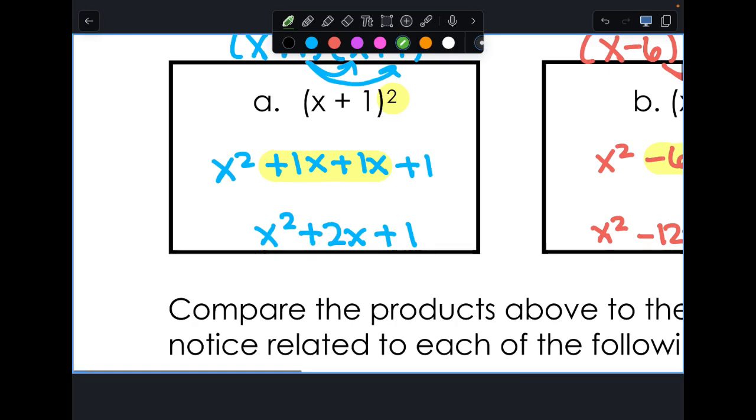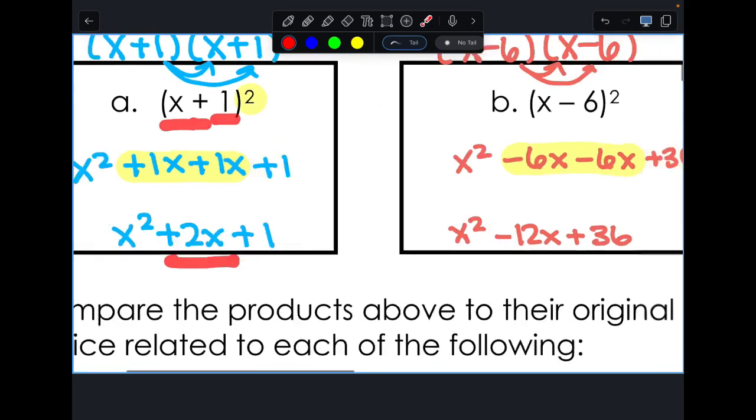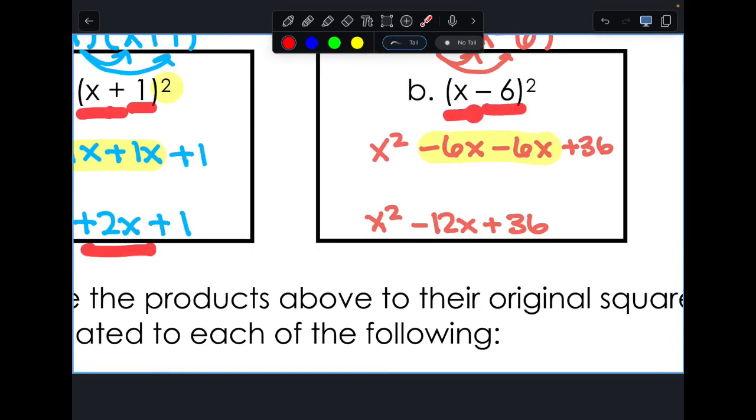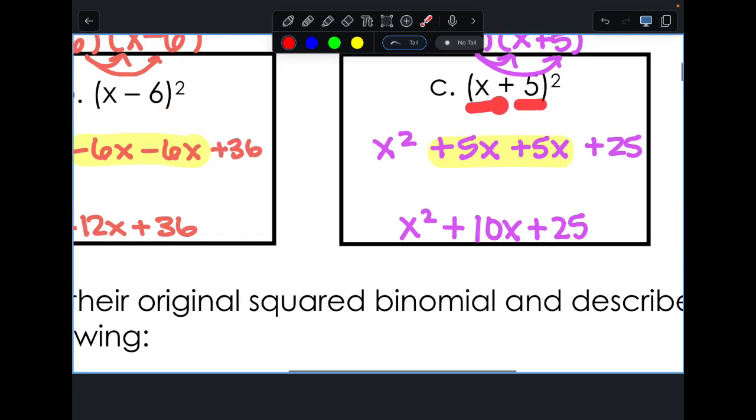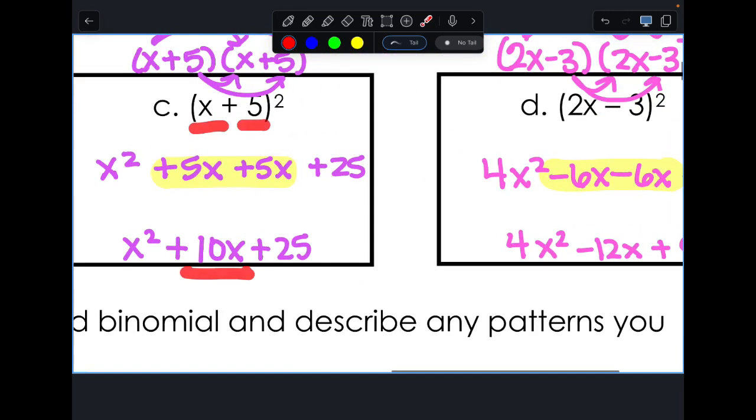I have a question. 1 times x, 1x. Double it, it is 2x. Negative 6 times x, negative 6x. Double it, negative 12x. 5 times x, 5x. Double it, 10x. 2x times negative 3, negative 6x. Double it, negative 12x.